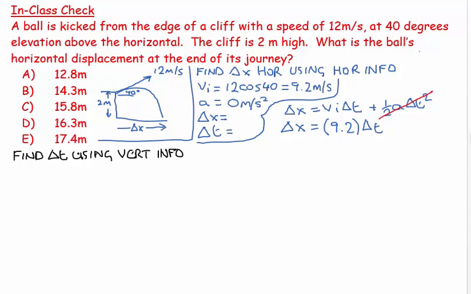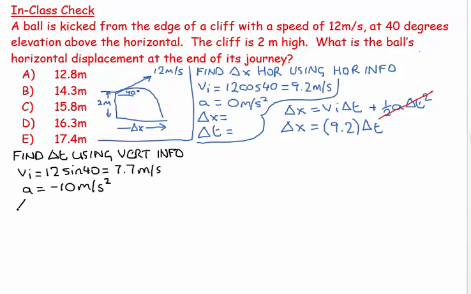So now I'm looking back at my diagram and I'm saying VI is equal to 12 sine 40, and 12 sine 40 equals 7.7 meters per second. Again, it's positive because the vector is pointing upwards. And then my acceleration now is equal to minus 10 meters per second squared.